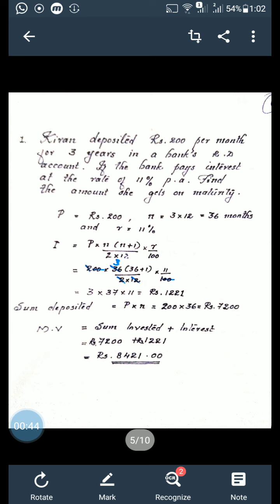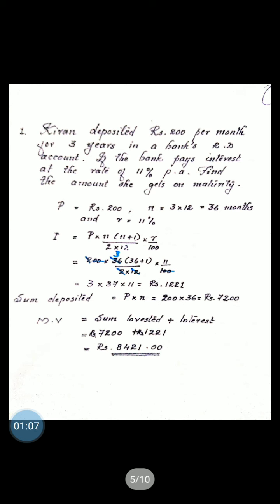Kiran deposited rupees 200 per month for 3 years in a bank's recurring deposit account. If the bank pays interest at the rate of 11% per annum, find the amount she gets on maturity. Now we can see what is given here. Kiran deposited rupees 200 per month, so her principal is rupees 200. So we can write P is equal to rupees 200.